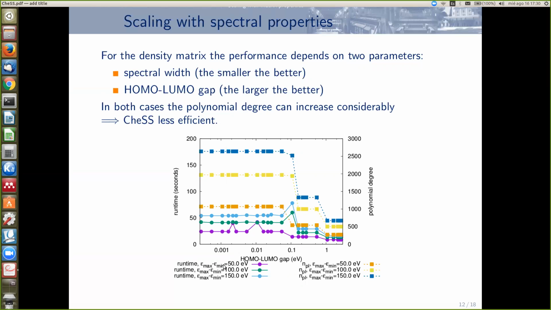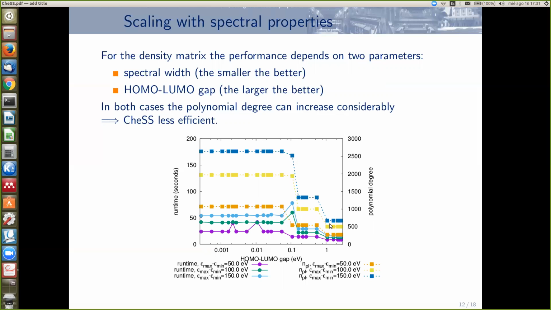And you can see here, I calculated the density kernel for various matrices with different gaps. So here we have a large gap of 1 eV, here we are going towards 0. And indeed, you can see the smaller the gap, the larger the required polynomial degree. So these dotted lines here, you can see the larger the gap becomes, the more they go to 0. And also the difference between the blue, the yellow, and the orange is just the spectral width of the Hamiltonian. So no surprise, the larger the spectral width, the higher the polynomial degree.